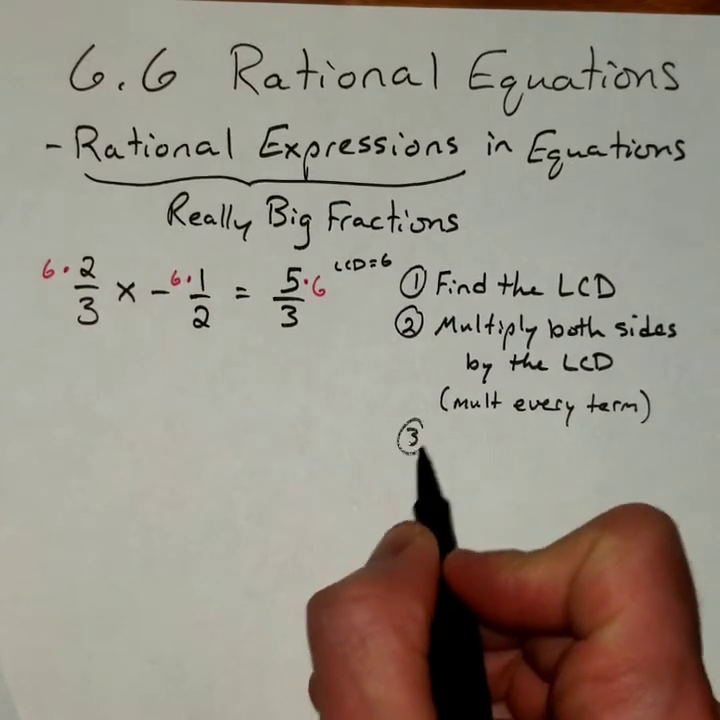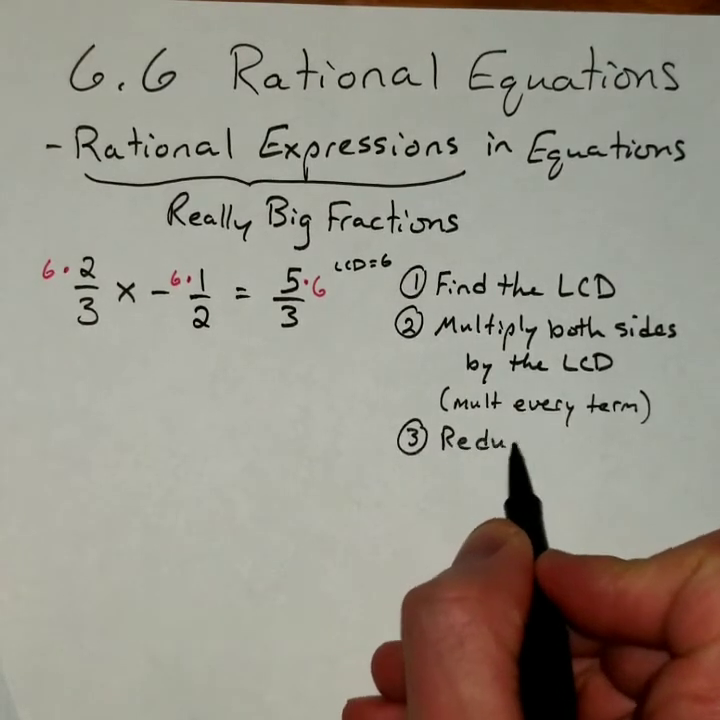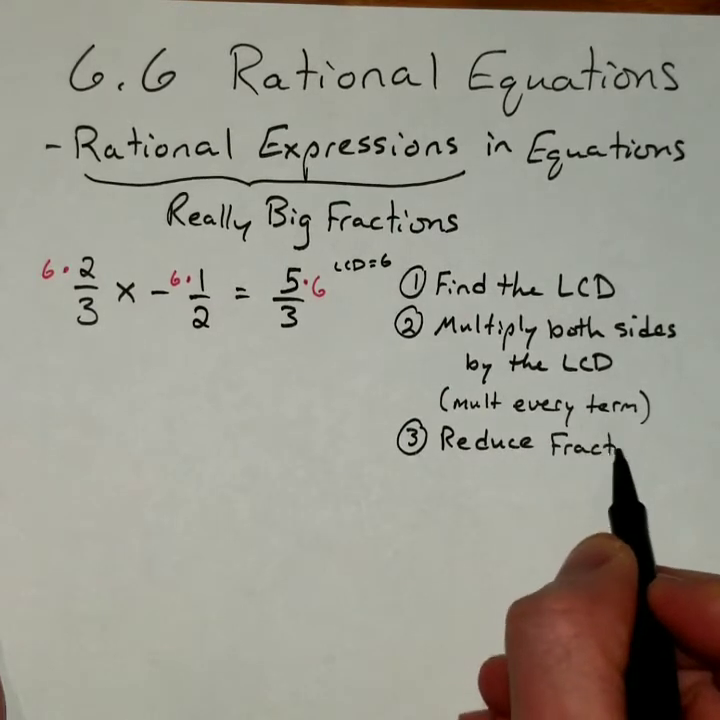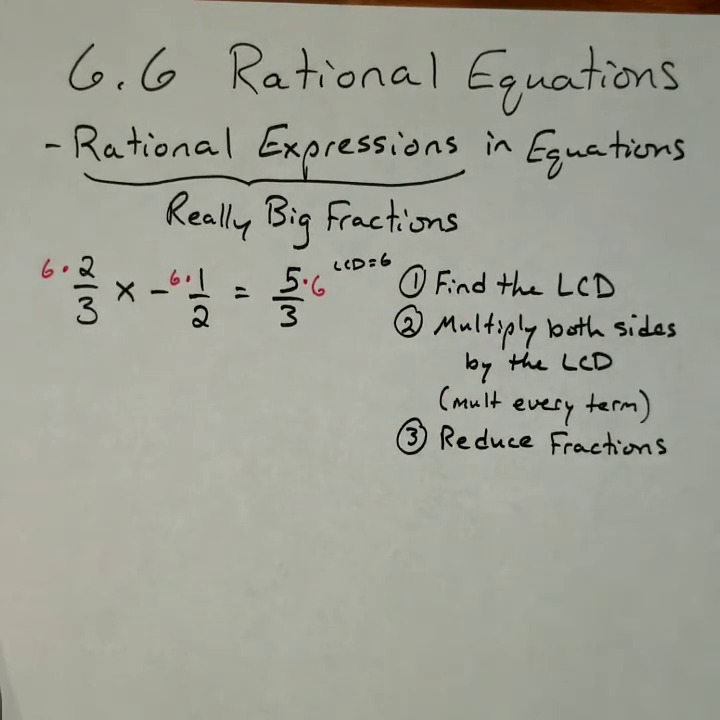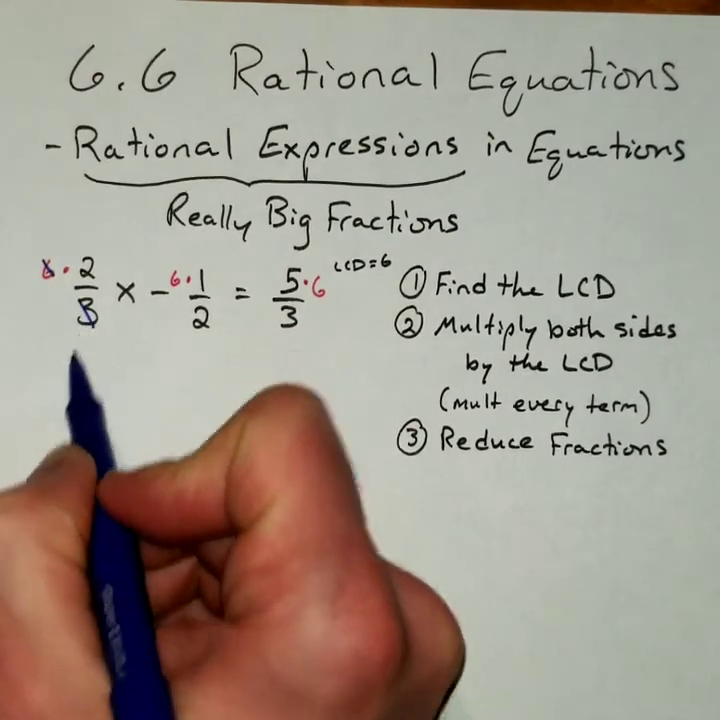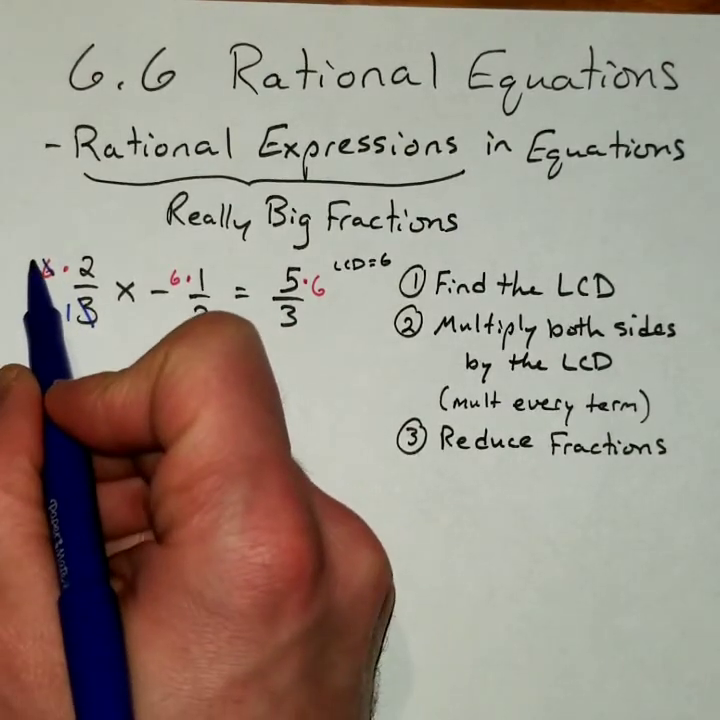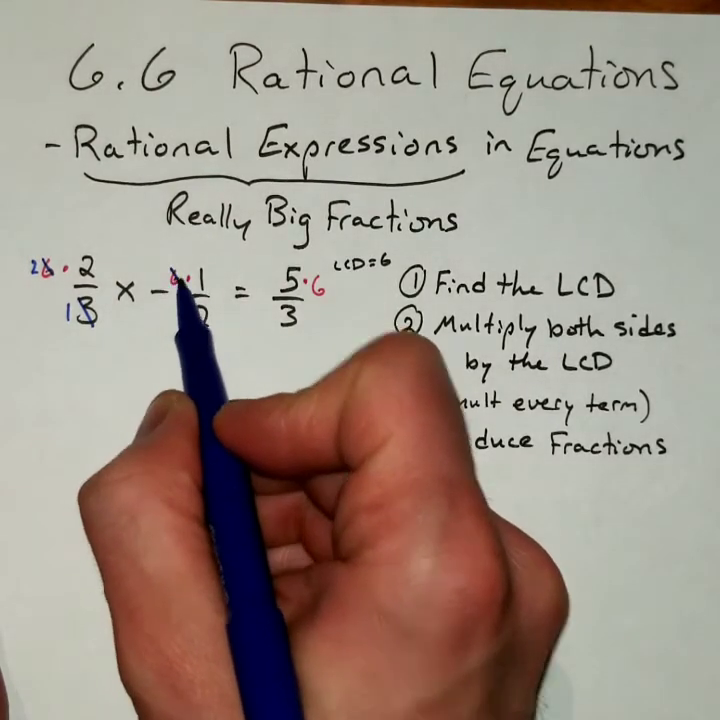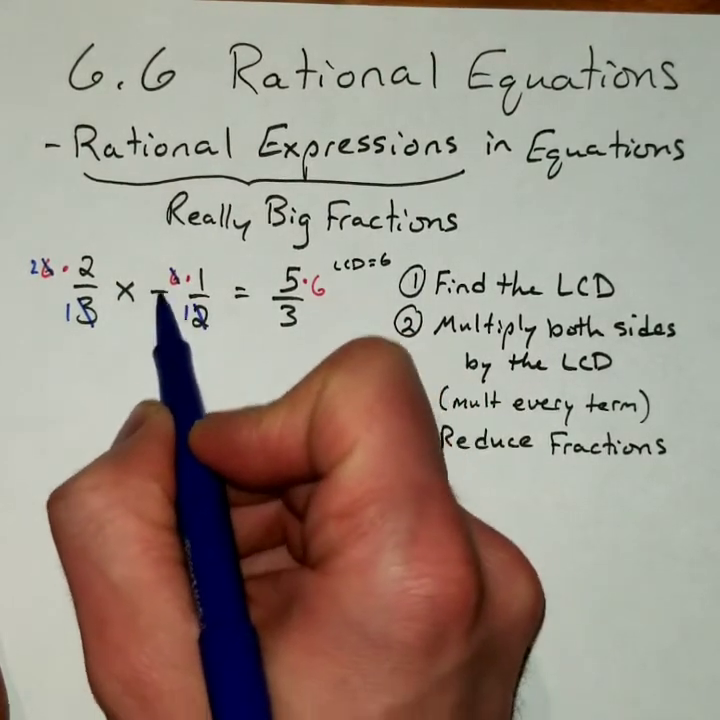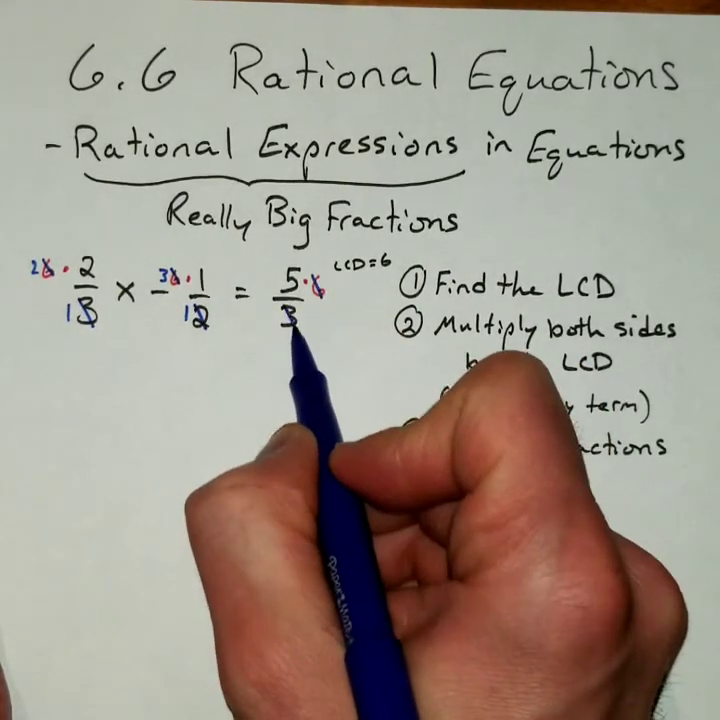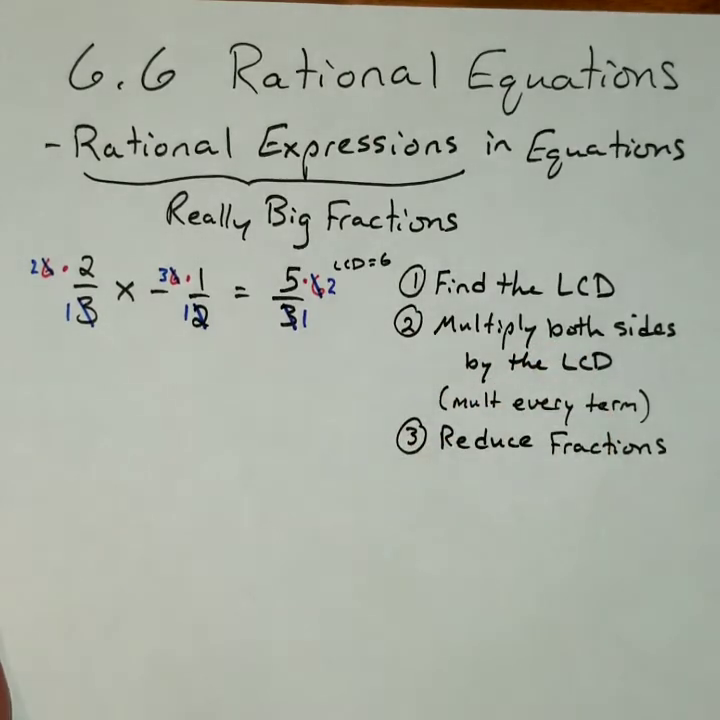So the third thing we're going to do is to reduce fractions. Okay, so I look at this and I can see that 6 over 3 reduces, right? 3 becomes a 1, the 6 becomes a 2. The 6 over 2 reduces, 2 becomes a 1, the 6 becomes a 3. And the 6 over 3 here reduces as well. So the 3 becomes a 1, the 6 becomes a 2.